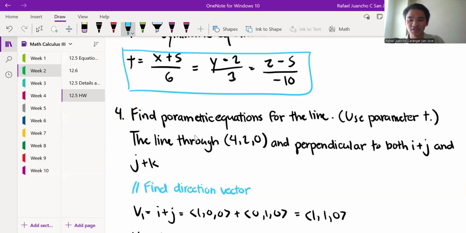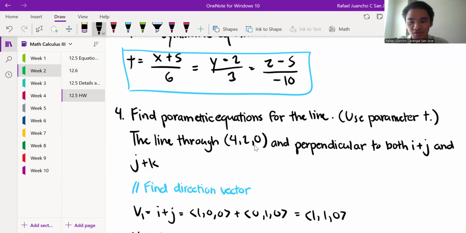But here's the twist. It's perpendicular to both i plus j and j plus k. Now, we all know i, j, k are standard basis vectors, right? So i is the vector (1, 0, 0), j is the vector (0, 1, 0), and k is the vector (0, 0, 1). So the idea here is we just want to add both vectors together, and we get their cross product. That's how we're going to be able to find our direction vector, or the vector parallel, right?